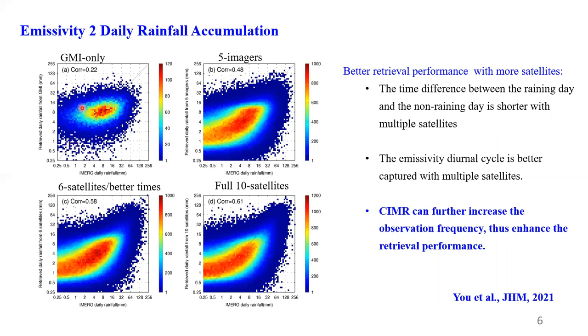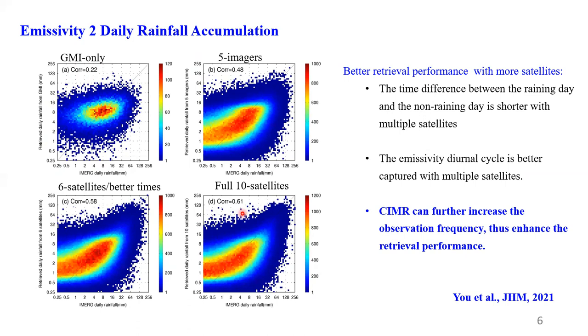So here's the result. For all these 4 panels, the x-axis is the reference and the y-axis is the retrieved. If we only use GMI, the result is actually pretty poor. If we use 5 imagers, we improve a lot compared with GMI only. If we use 6 satellites with very different local crossing times, we can improve further compared with the 5 imagers. If we use 10 satellites, we improve a little bit compared with the 6 satellite scheme.